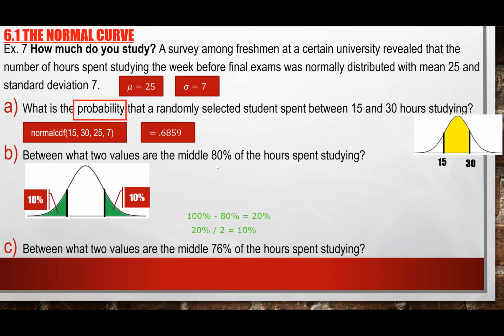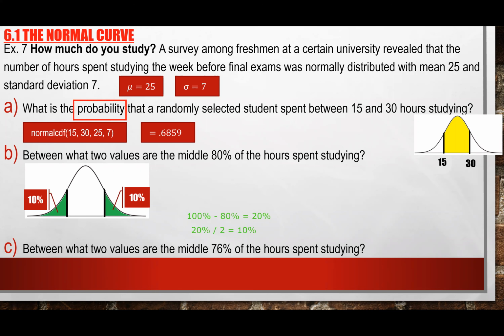They did not give me the left. If they say the left is 80%, then that's the left side, right? Then the right side would be 20. If they say the right side is 80, then we know the left side is 20. It's just that now they change it up and they say the middle. And if it's the middle, we need to divide the leftover by 2 because we have two sides.